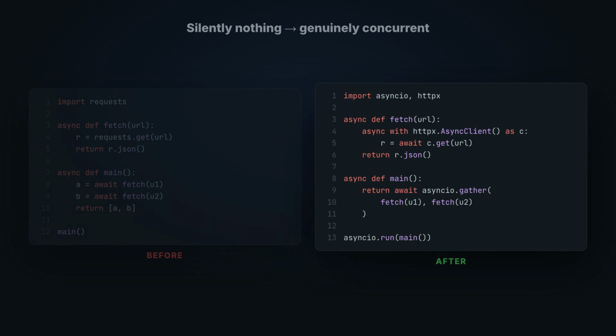Same 3 lines of intent, now correct. There is a loop, started explicitly. The input-output actually yields, so the loop stays free. And the 2 fetches run together, not one after the other. It went from silently doing nothing to genuinely concurrent. And now you can see why each change was necessary, not just what to type.